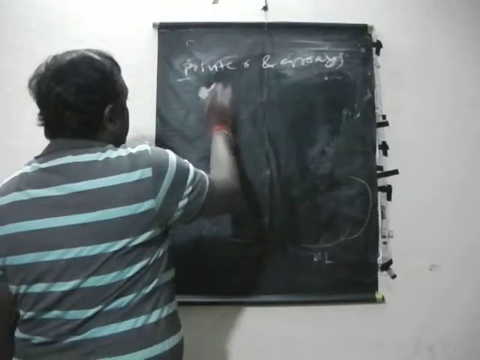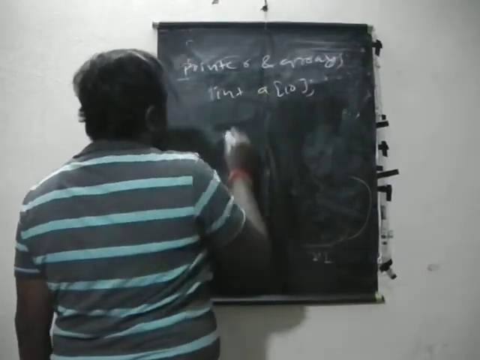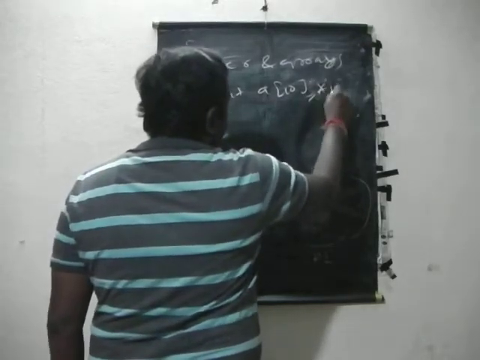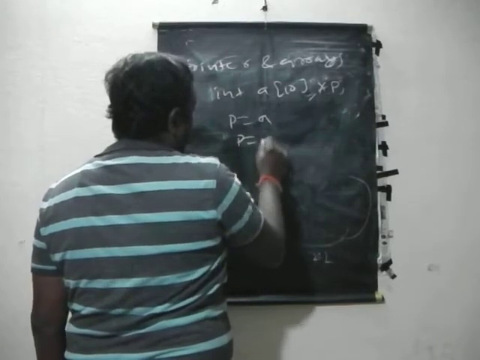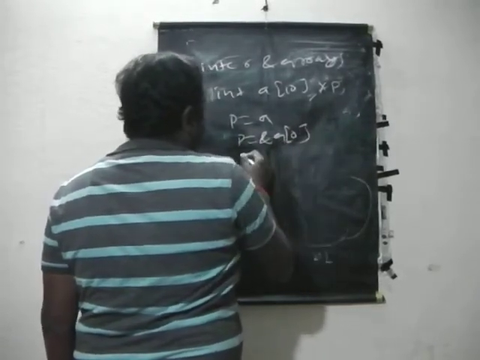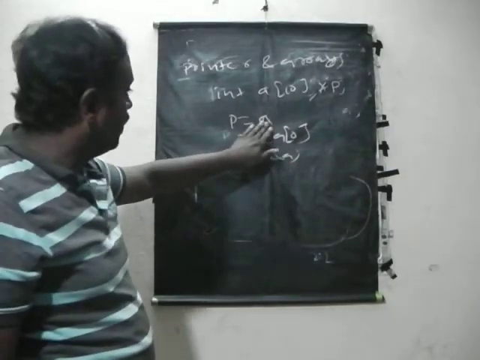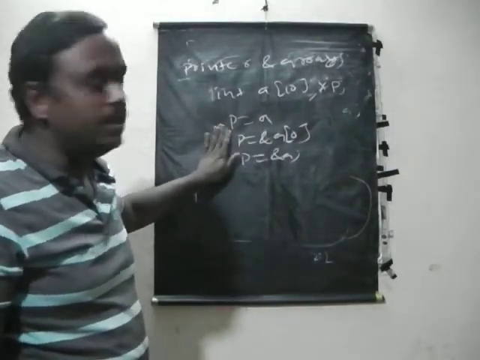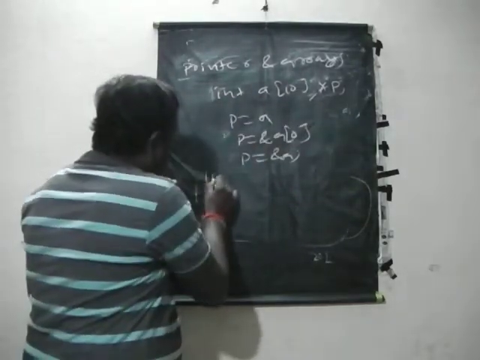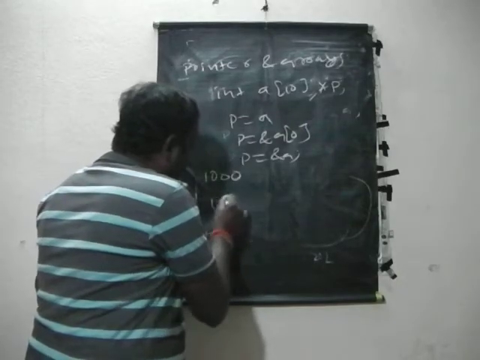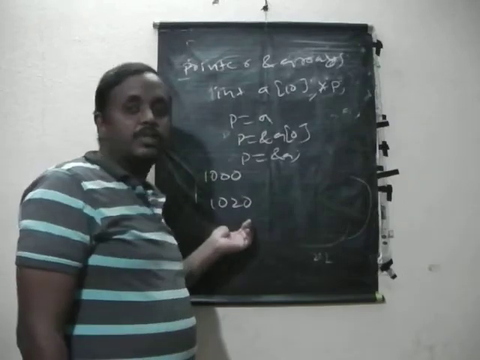For example, you declare an array A of 10, so 10 integers will be allocated. So I go for a pointer P here. Simply you mention A is enough, or you mention ampersand A of 0 is enough. Automatically the first memory location is allocated to the pointer variable. So it takes up to 10 integers. For example, the first address is 1000, the last address is 1020.